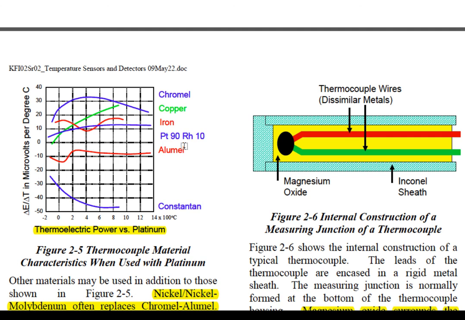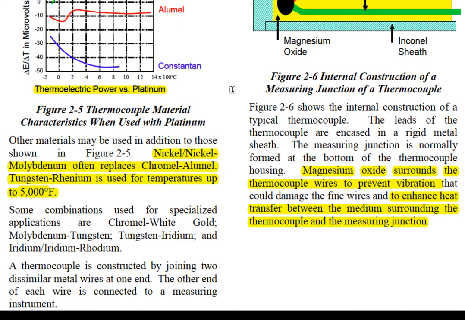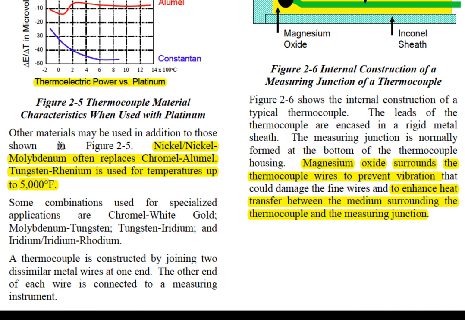So you can tell where platinum and copper might be your main choices in your thermocouple material. All right, we have other materials that are used that aren't shown here, which is the nickel-nickel molybdenum. The nickel-nickel molybdenum is very, very good. It's more in your stainless steel. Very good for corrosion properties.